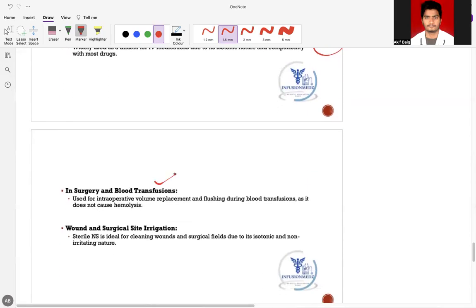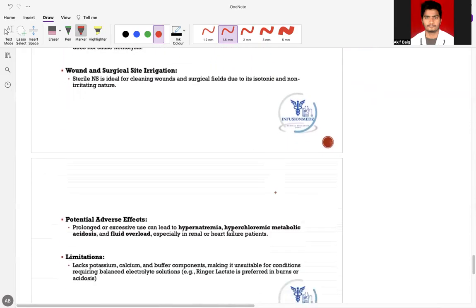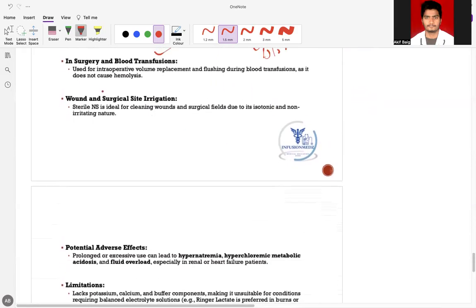In surgery and blood transfusion, the important thing when we compare NaCl, that is NS, versus RL, is that RL contains calcium, and this calcium binds with the citrate, which is the anticoagulant in the blood, and interferes with it, whereas NS doesn't contain calcium, and also there is no interaction with the blood products, so it can safely be given with blood transfusions as well. Also, it can be used in wound and surgical site irrigation.